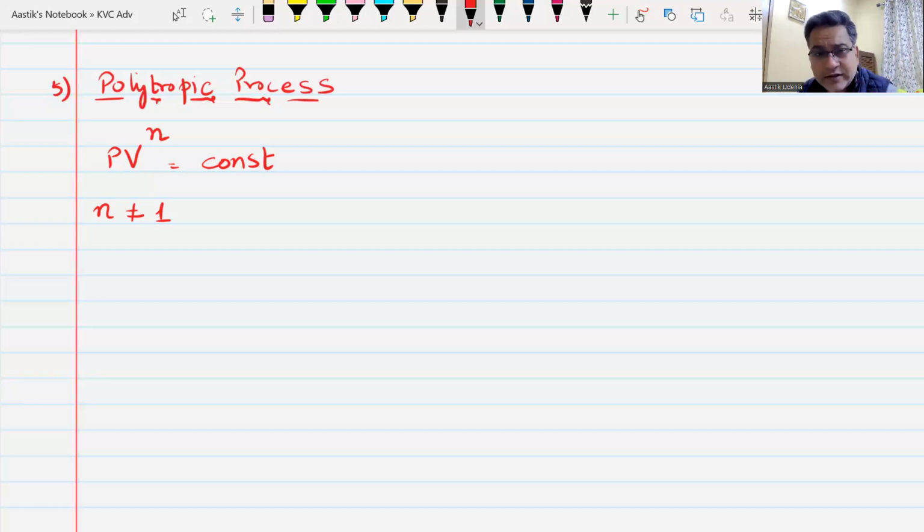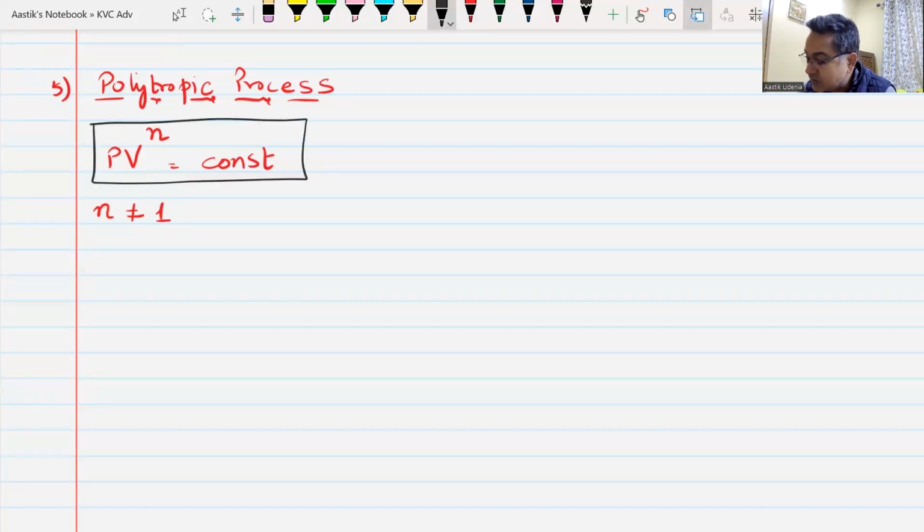This eta can also be equal to gamma. If this eta becomes equal to gamma, this becomes which process? Adiabatic. Yes, so adiabatic process is also nothing but a polytropic process. All processes can be included in this category if we can represent it in the form of PV raised to the power eta is equal to constant.